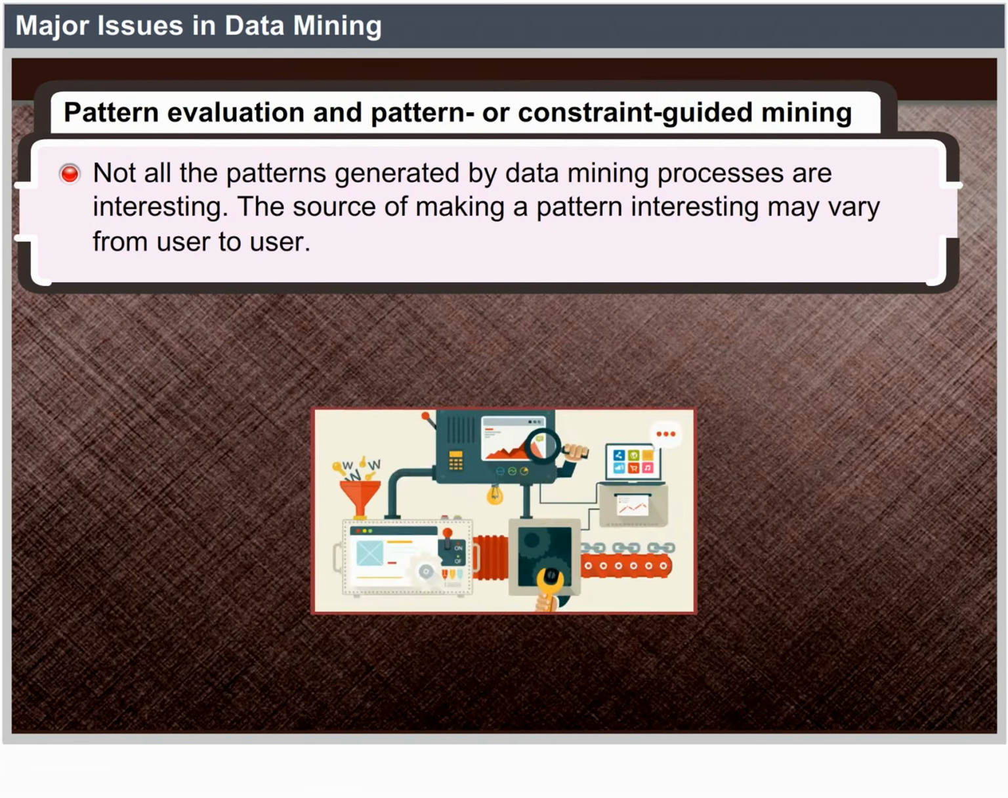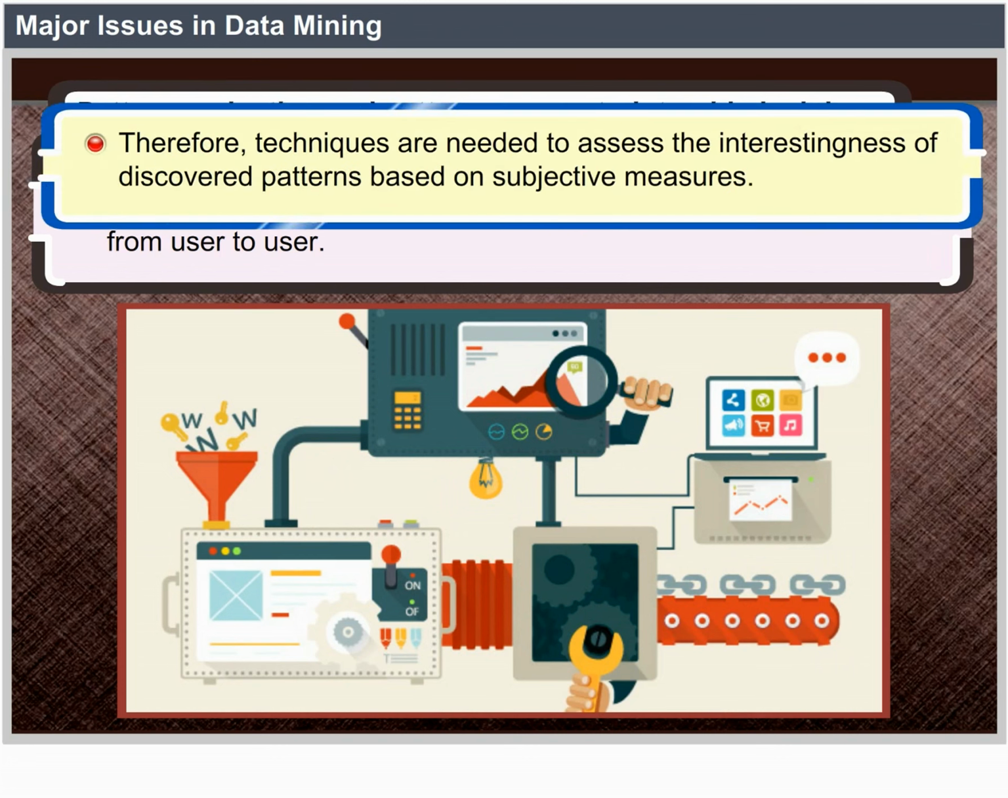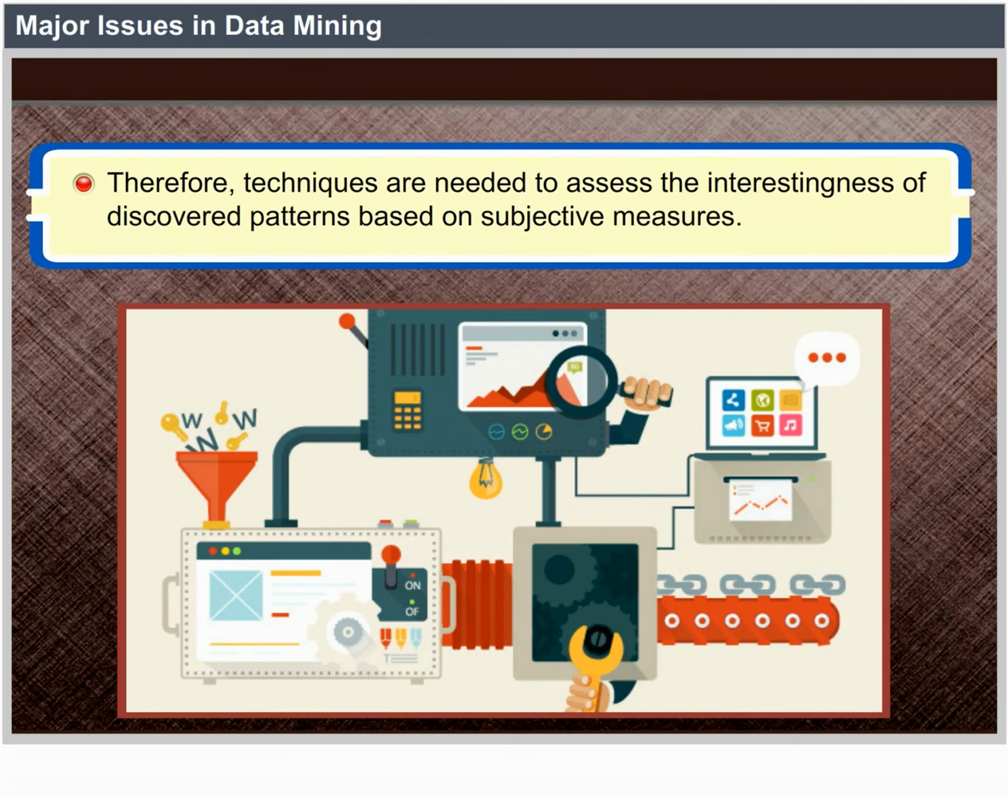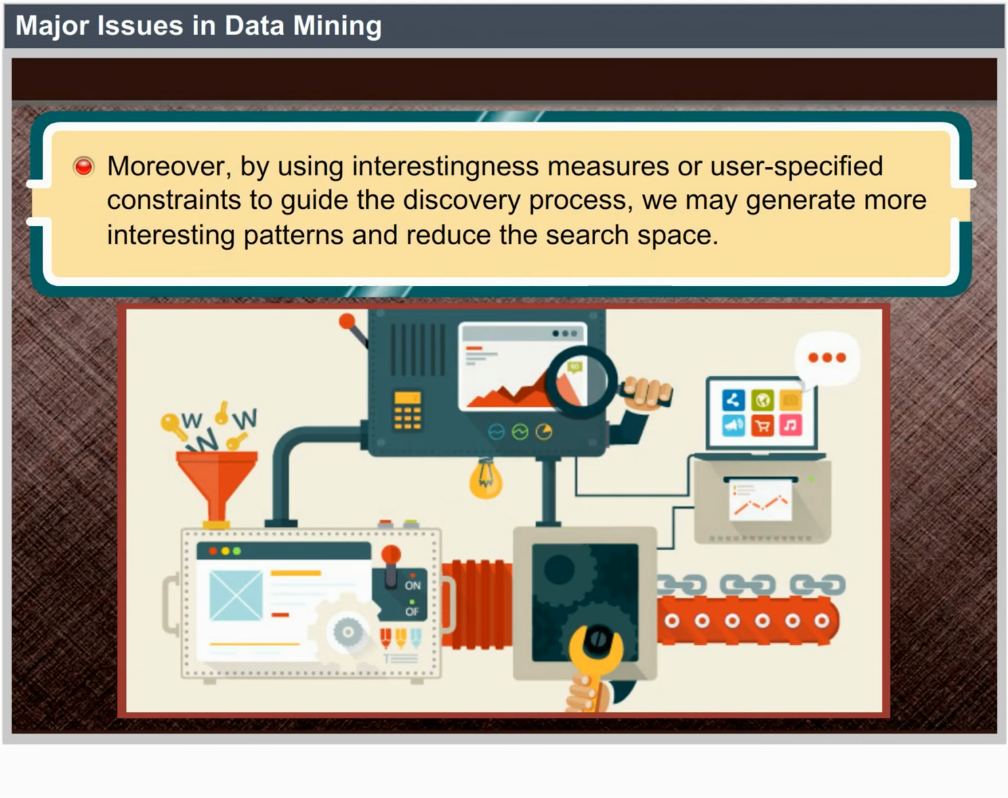Pattern evaluation and pattern or constraint guided mining. Not all the patterns generated by data mining processes are interesting. What makes a pattern interesting may vary from user to user. Therefore, techniques are needed to assess the interestingness of discovered patterns based on subjective measures. These estimate the value of patterns with respect to a given user class based on user beliefs or expectations. Moreover, by using interestingness measures or user-specified constraints to guide the discovery process, we may generate more interesting patterns and reduce the search space.